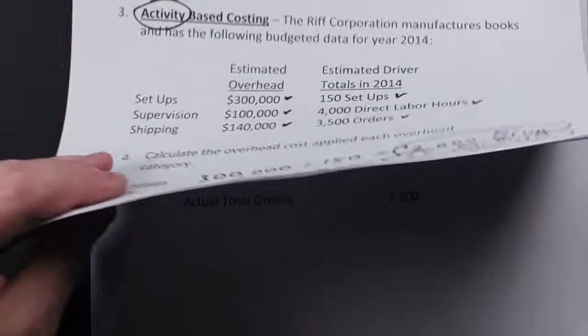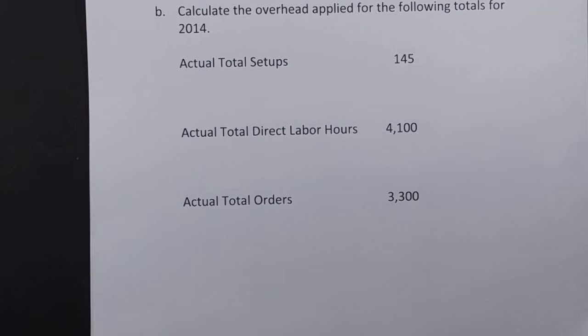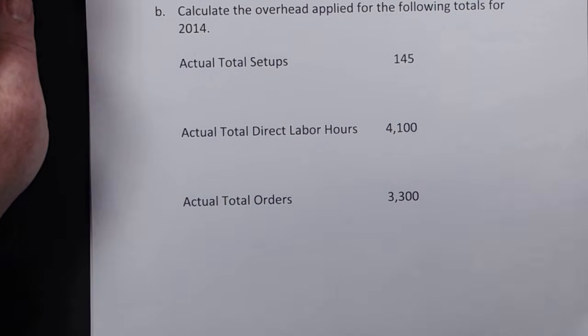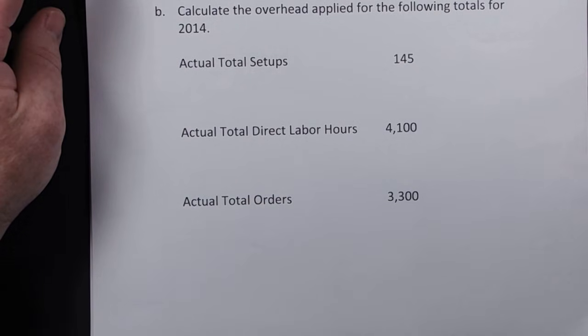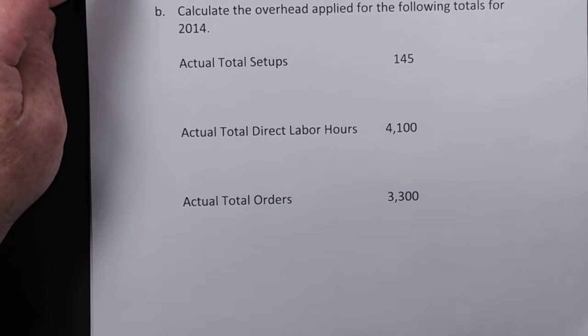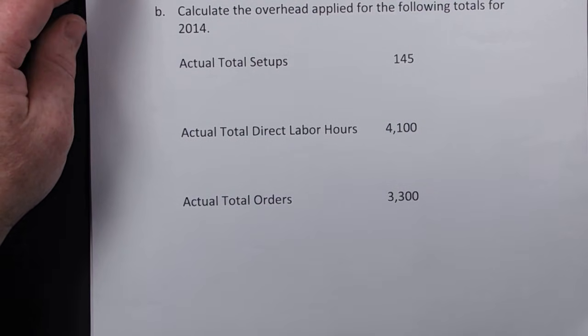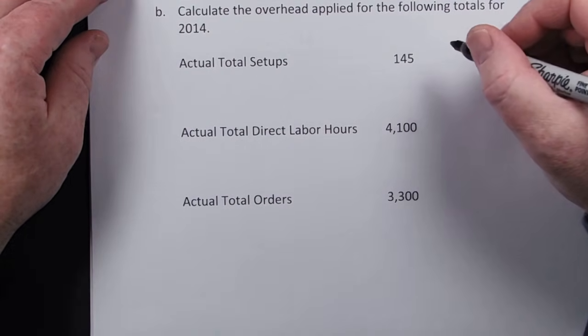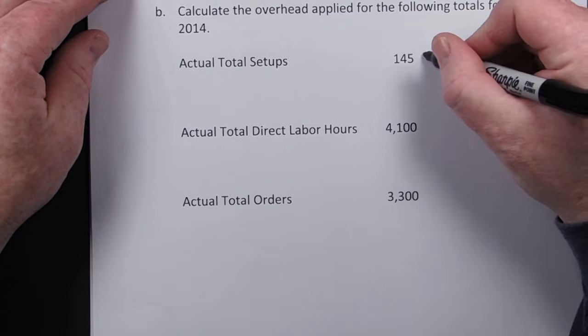All right, let's take a look at B here. Now for B, let's calculate the following totals. So we have three different areas that we're applying overhead for. What we're going to do is, for each of those different areas, multiply them by the predetermined rates for those areas.